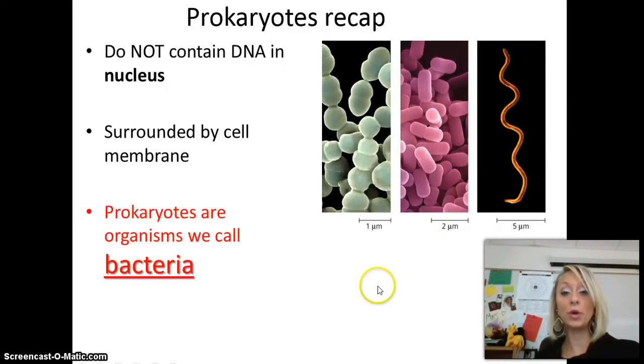A recap of prokaryotic cells is that they have DNA, but they do not have a nucleus. So they do have DNA, but they do not have that DNA contained in a nucleus. They are surrounded by a cell membrane, and usually the example that we will use for prokaryotic cells would be bacteria. These are three examples of prokaryotic cells, and they all three are examples of bacteria as well.